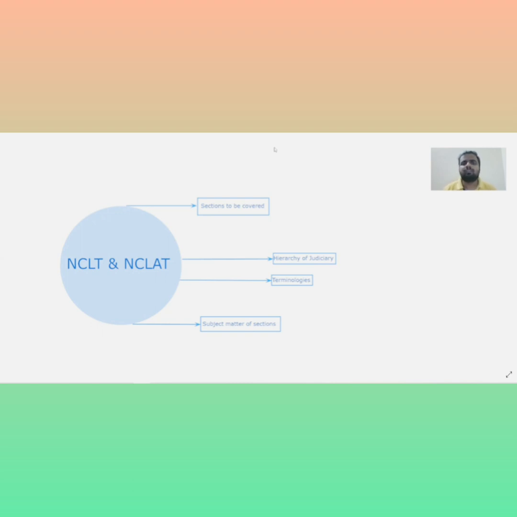Now, for ease, I have divided this topic into four parts. One is I will tell you the number of sections to be covered. Second is I will explain you the hierarchy of judiciary. Third is I will explain you the terminologies to be learned properly. And fourth is I will be discussing and explaining the subject matter of the sections. I hope this is clear till now. Let's get started.